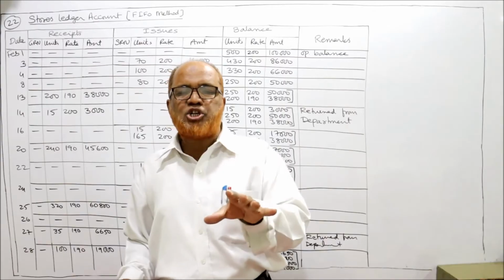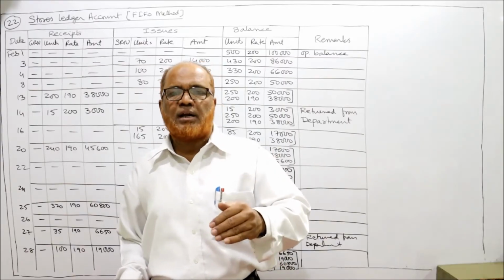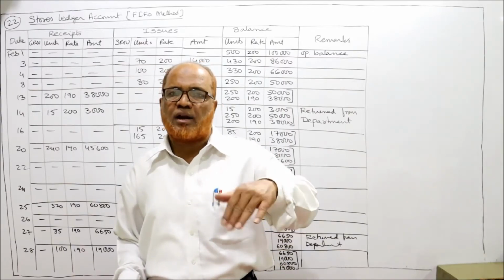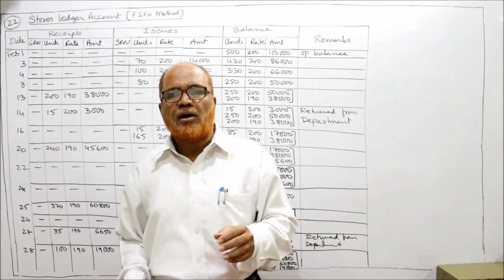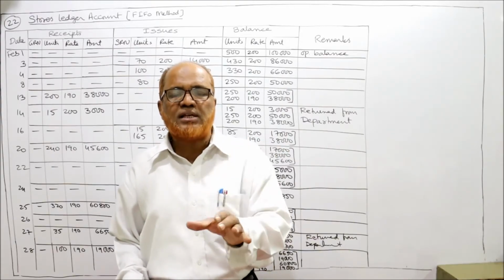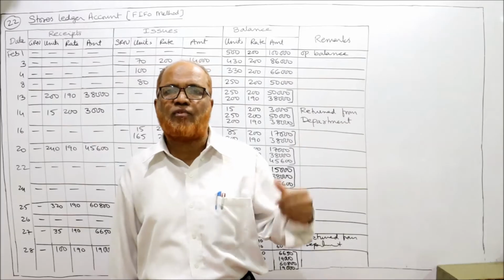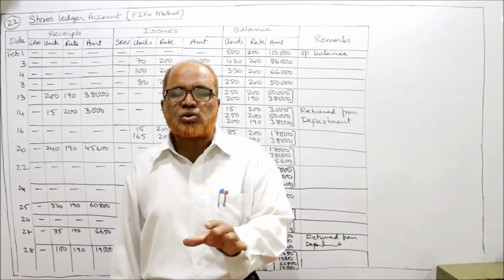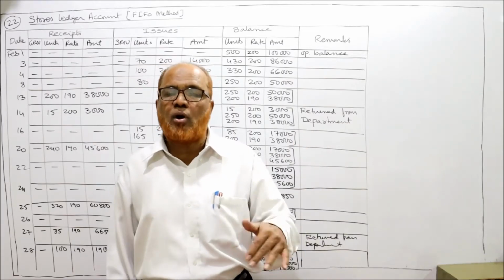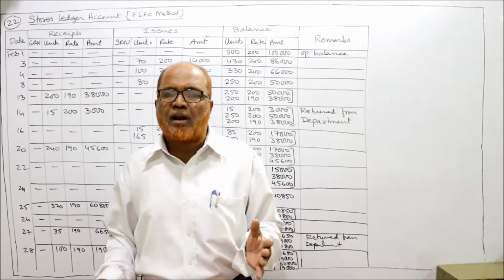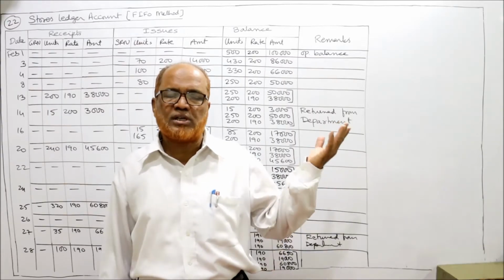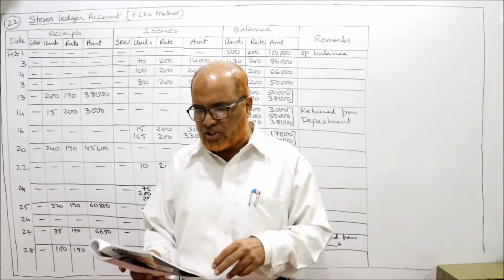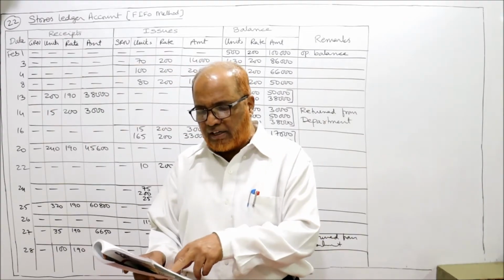Whenever there are special issues like return from the department or shortages or returns to the supplier or transfers, all these things, we open a separate column for remarks. In that remarks column, we write down all these abnormal items. If there are no abnormal items, without using the remarks column, we can complete the stores ledger. Here, return from the department 15 tons.